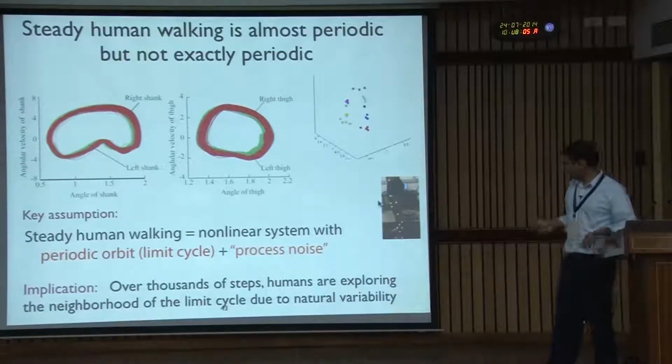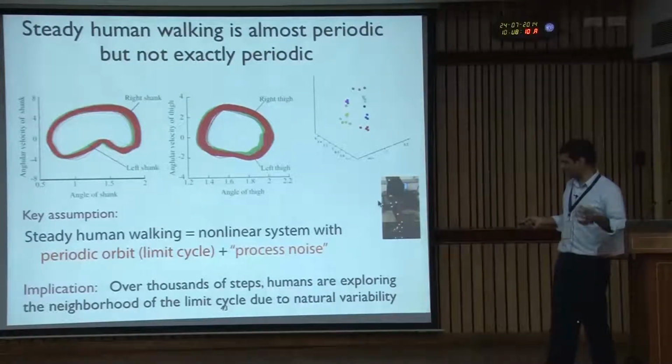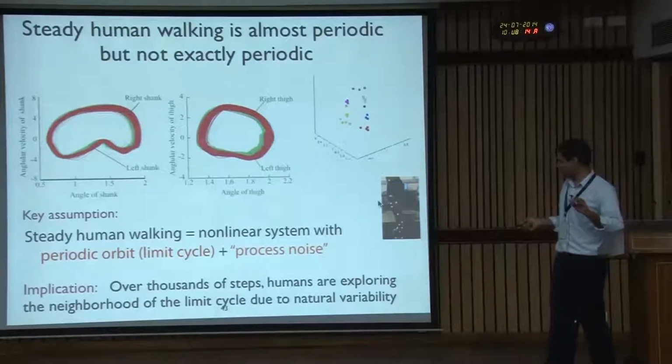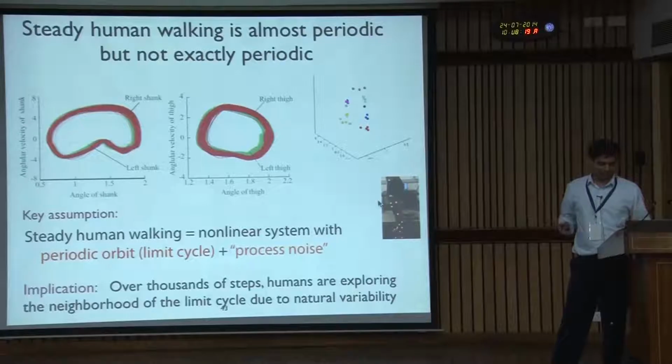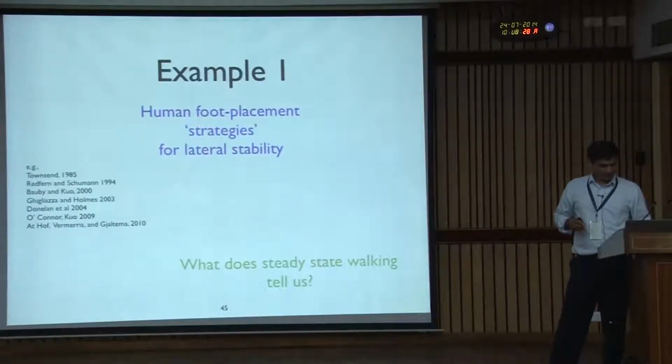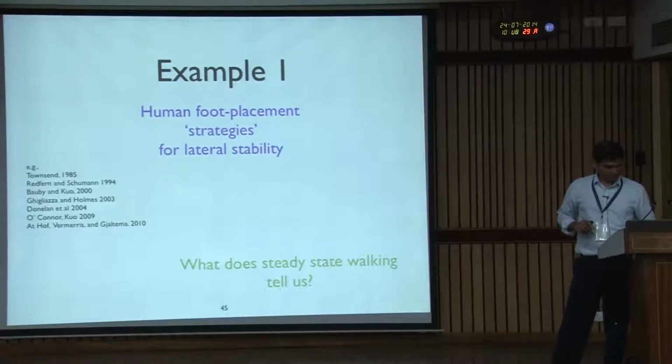So what we do is assume that steady human locomotion, in the absence of explicit external perturbations, is a periodic orbit of a smooth dynamical system plus some noise, which we don't know perhaps anything about, and then try to see if we can infer the dynamics in the neighborhood of this periodic orbit. The next few slides are about that.